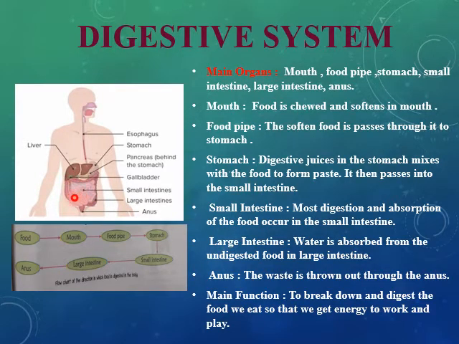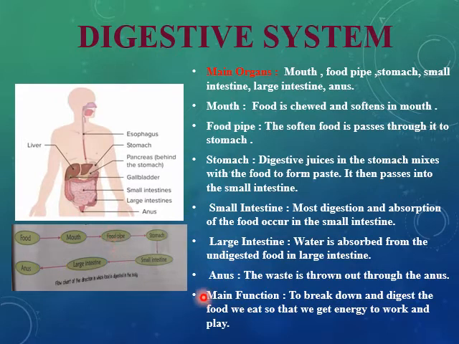Then in the large intestine, only the water is absorbed from the undigested food, and the undigested food is then passed to the anus, and through the anus, the undigested food or waste material is thrown out of our body. So this is how digestion occurs in our body.